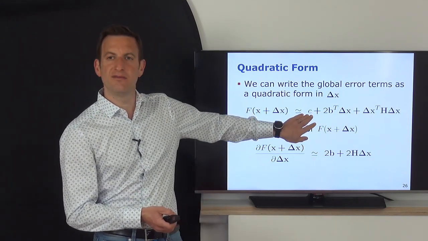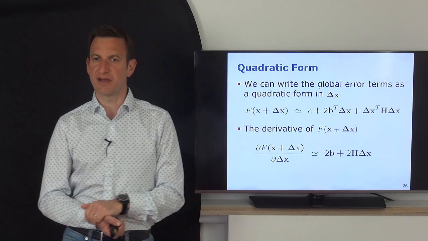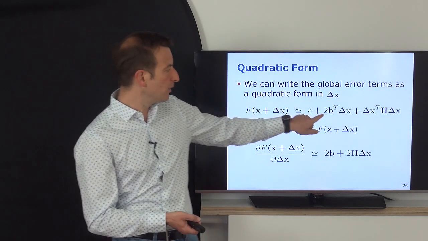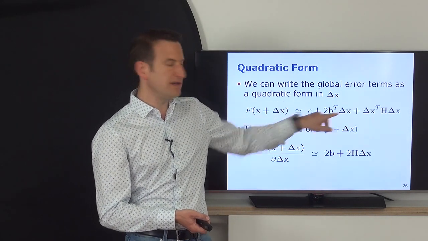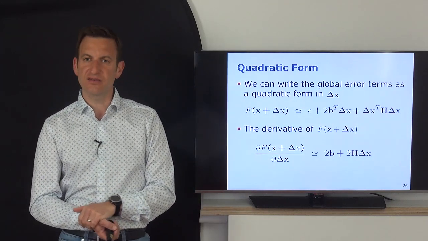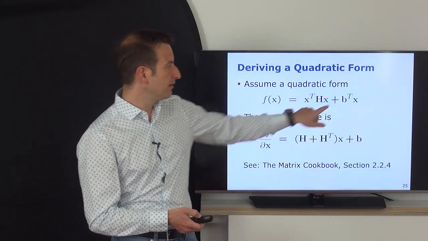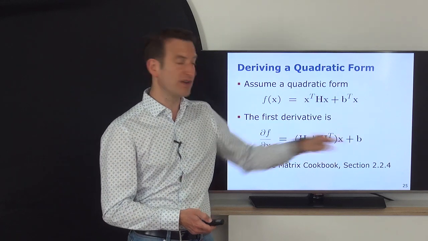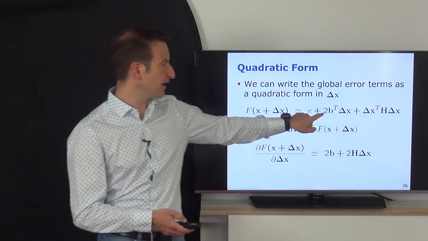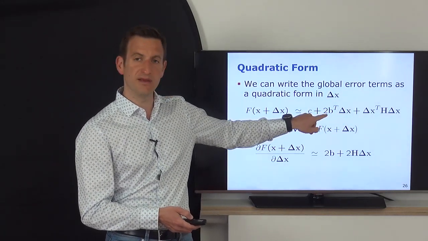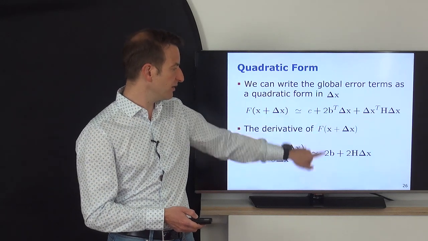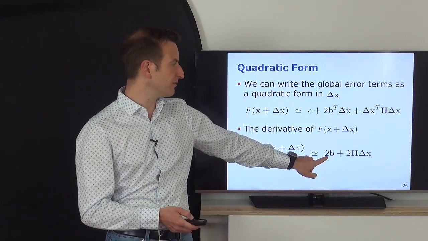Again, the C vanishes because it doesn't depend on delta x. We have here 2 times b transposed times delta x, and if you go back, this was this constant term over here. This turns just into b. So in this case, this is 2b, because the factor 2 is still in here. So this part of the first derivative will give 2b.